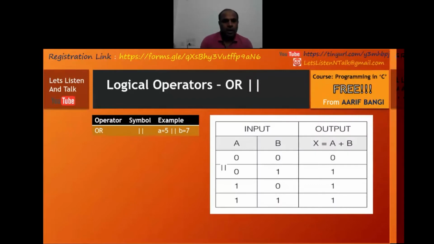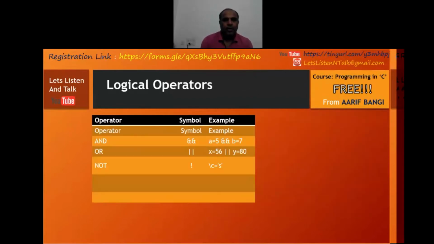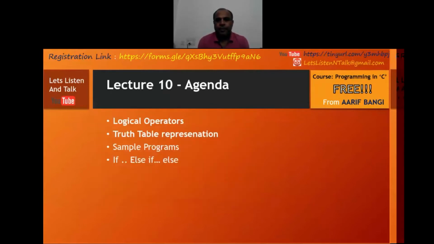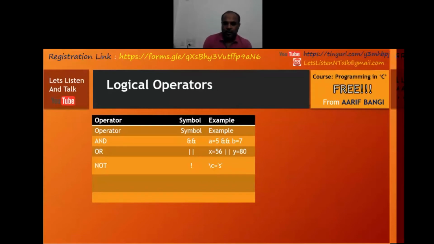So our agenda today is to study logical operators, the truth table, a sample program, and the combination of if, else if, and else, right? So we will start working on that now.